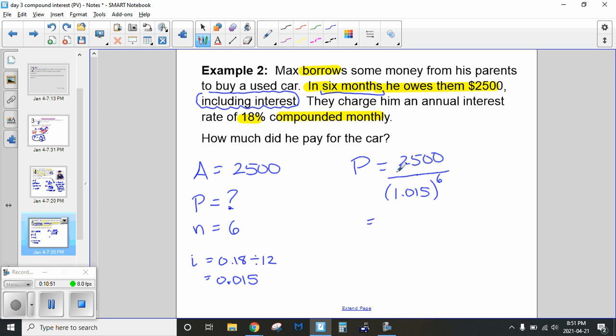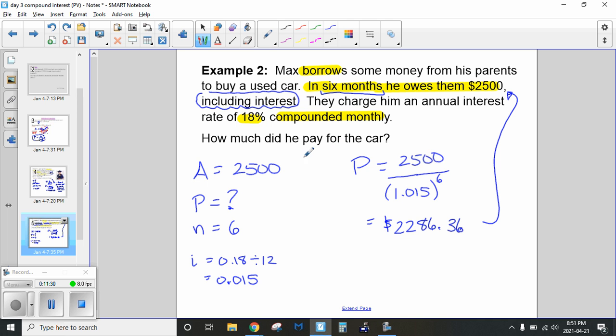Okay, if we punch that in the calculator, 2,500 divided by 1.015 raised to the exponent 6, the answer I'm getting is $2,286.36. Okay, so that is how much he paid for the car originally. So he borrowed exactly this amount of money to pay for the car. His parents charged him interest on top of that. So after 6 months, he actually had to pay back a little bit more money.